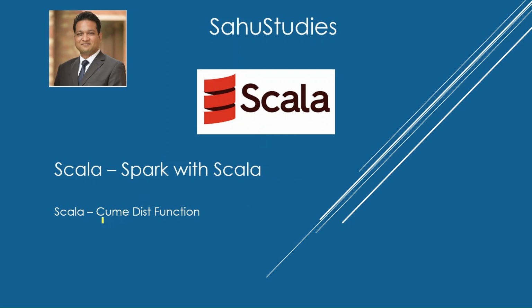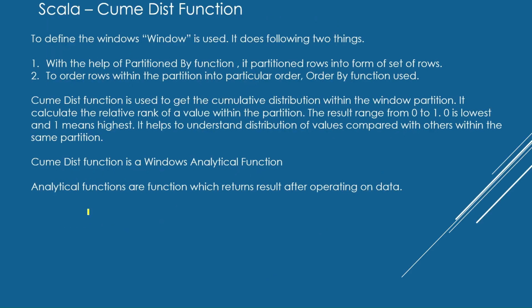In this video, I am going to show you how cumulative distribution function works in Scala. So cumulative distribution function works on window partition. So how are we going to define the window partition? We are going to define the window partition with the help of the window keyword.